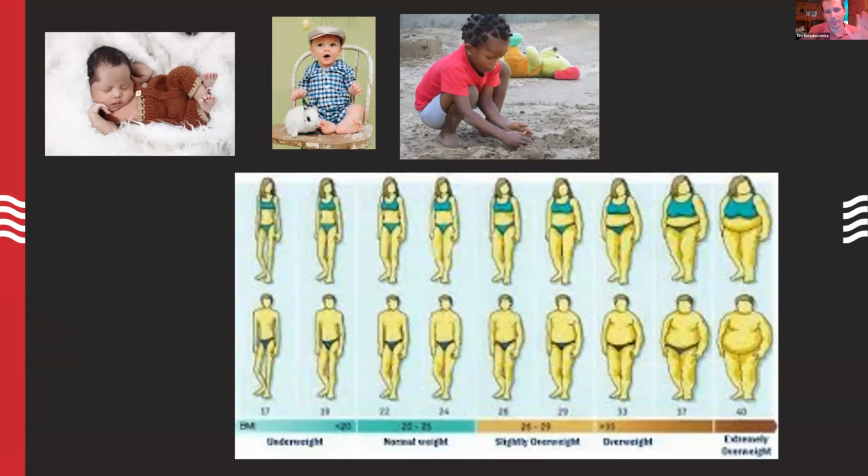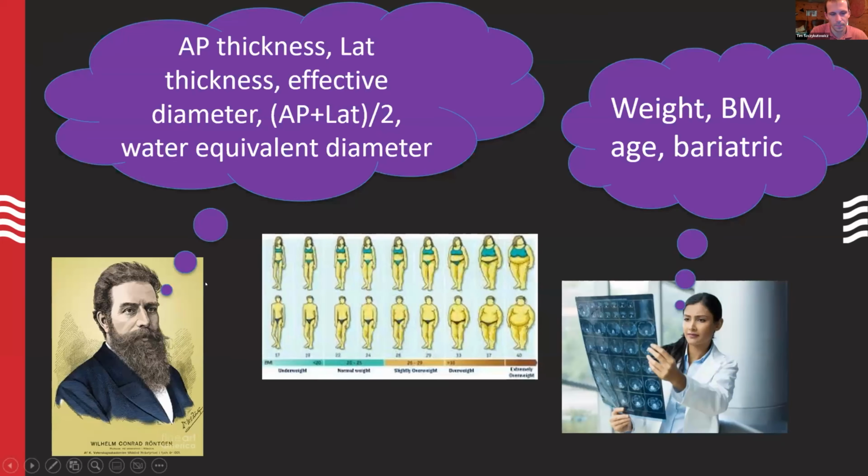Okay, so the point of today's talk is to talk about how to modify protocols across vastly different patient sizes, right? From tiny little newborns, like the diameter of an Nalgene water bottle, say, to bariatric patients that perhaps we have trouble even fitting inside of our CT scanners. So not only are some of the indications that we worry about imaging with these different patients, they can vary, but obviously the size and the amount of dose that we're going to need to deliver is going to have to drastically change across this wide spectrum.